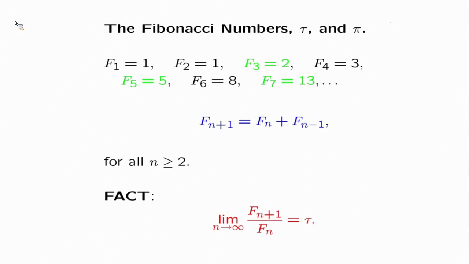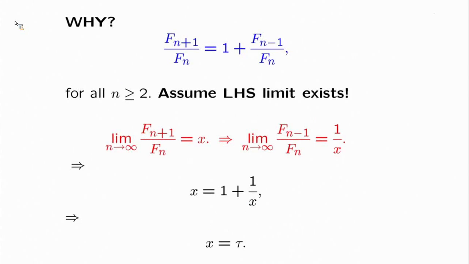Fibonacci numbers, basically the basic fact, like I told you before, is that the ratio tends to the golden number, tau. That's very easy to prove. You just use the recurrence relation. You divide by Fn on top, right? So we have Fn plus 1 is Fn plus Fn minus 1. Divide both sides by Fn. Assume the left-hand side limit exists. We haven't proved that yet.